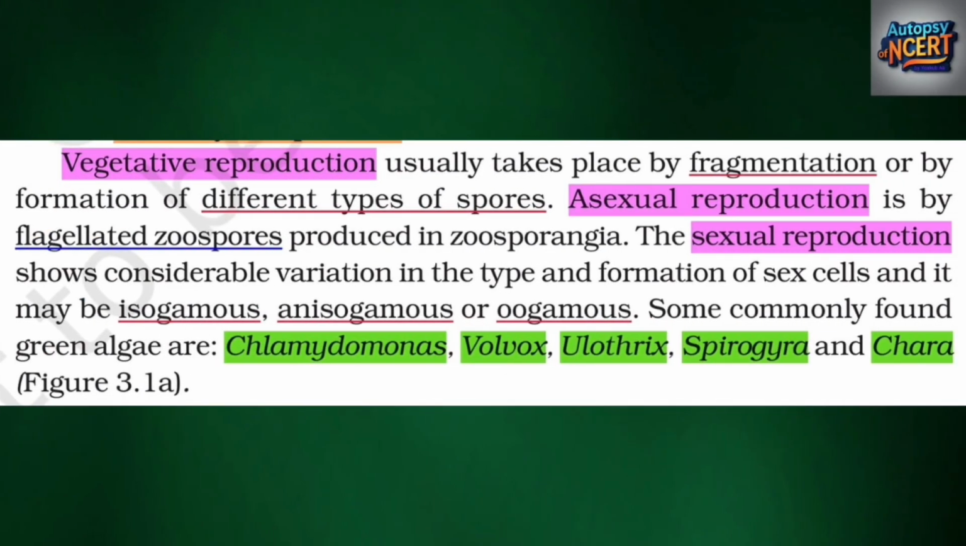Vegetative reproduction usually takes place by fragmentation or by formation of different types of spores. Asexual reproduction is by flagellated zoospores produced in zoosporangia. The sexual reproduction shows considerable variation in the type and formation of sex cells, and it may be isogamous, anisogamous, or oogamous. Some commonly found green algae are Chlamydomonas, Volvox, Ulothrix, Spirogyra, and Chara, figure 3.1a.